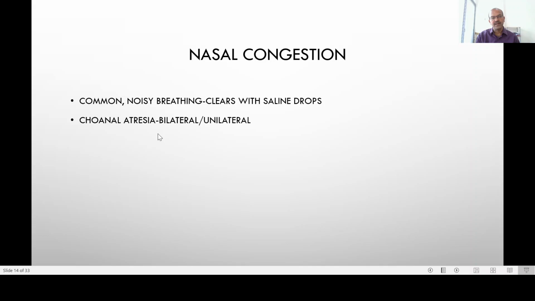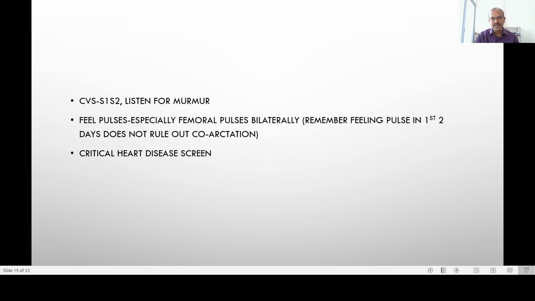It's important to feel the femoral pulses bilaterally, but remember that feeling the pulse in the first 24-48 hours doesn't rule out coarctation of the aorta, because the PDA is open and it may be bringing the blood to the lower limb as well. So it's always important to remember that you need to reassess the baby, and somewhere along this, the critical heart disease screen may bring up a lowish saturation by 24 hours in some of these babies.